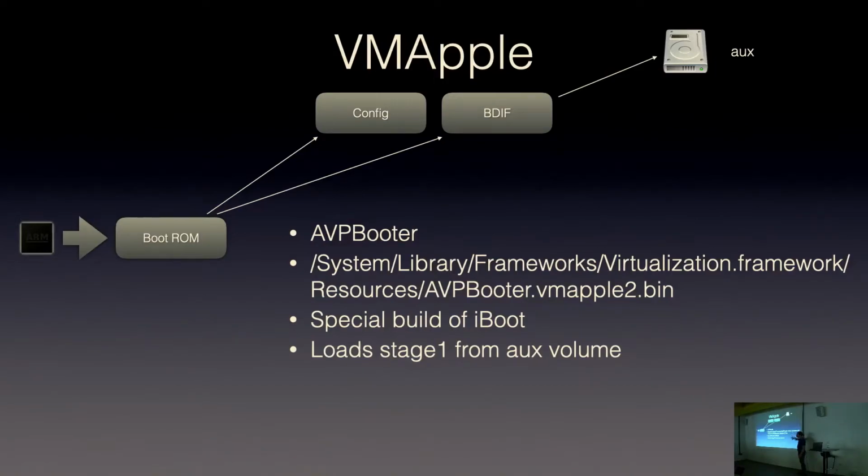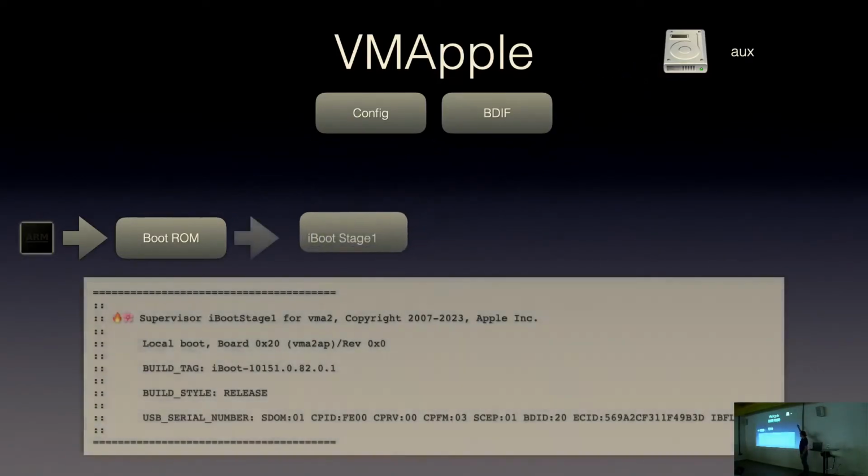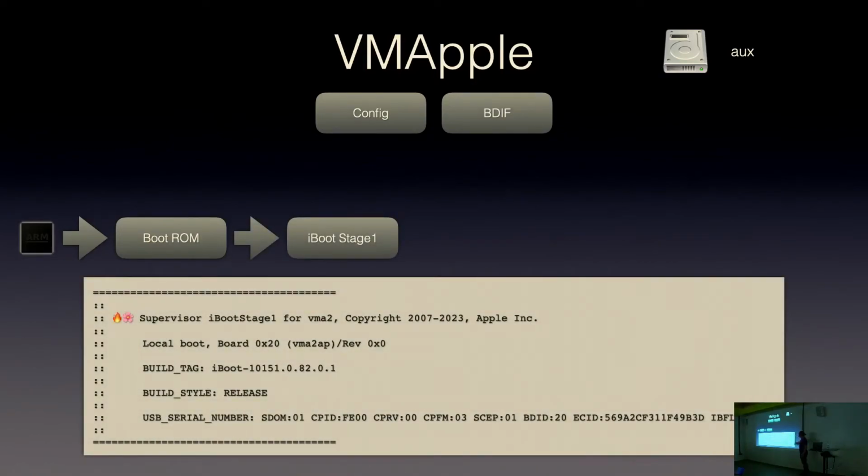It's a special build of iBoot, so the same standard bootloader they use everywhere. And the only purpose it has is to access the config space for some configuration purposes, and then that backdoor interface to basically read out stage 1 from the aux volume. Once you read out stage 1 from the aux volume, it shows you a nice dump on the serial port. That one comes up and reads stage 2 from the root volume.